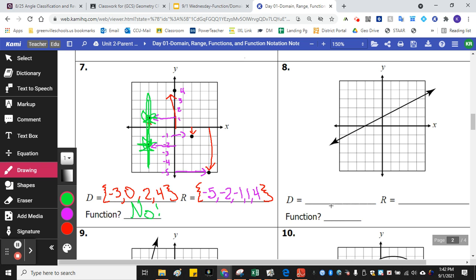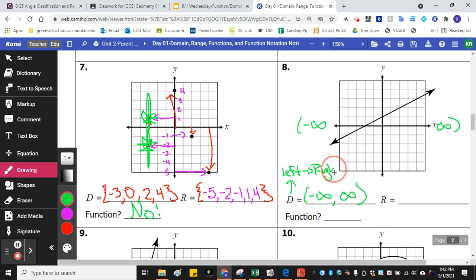On 8, you can't list all the points. So that's when you start writing an interval notation. So it'll be the infinities. This is headed left forever and right forever. So with domain, you're thinking left and right.